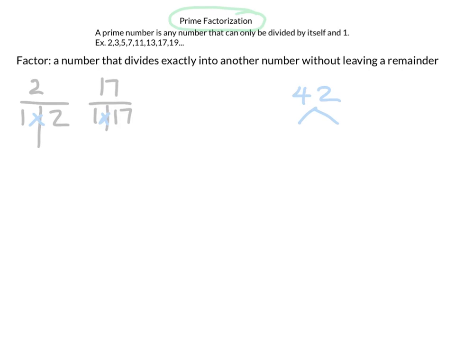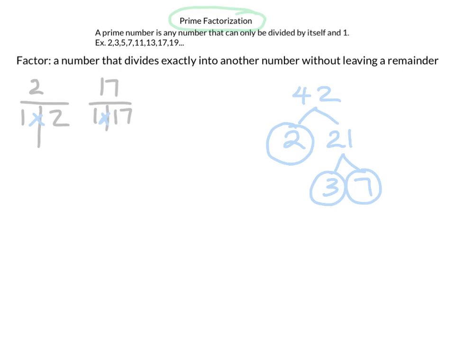Now I'm going to find the prime factorization for the number 42. 42 is an even number, so I know that I can multiply 2 times a number to get 42. And I know that 2 times 21 equals 42. 2 is prime, so I circle it. 21 is not a prime number because I can multiply more than just 2 times or 1 times 21 to get 21. I know that 3 times 7 is 21. 3 is prime. 7 is prime. So now I have my prime factors for 42.